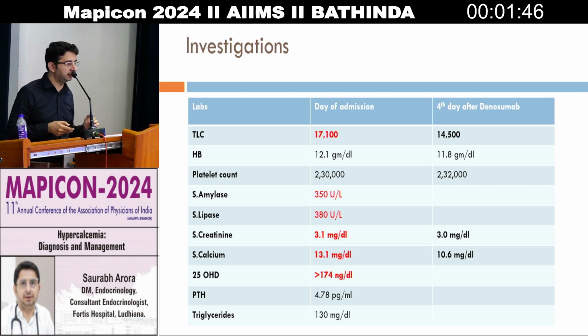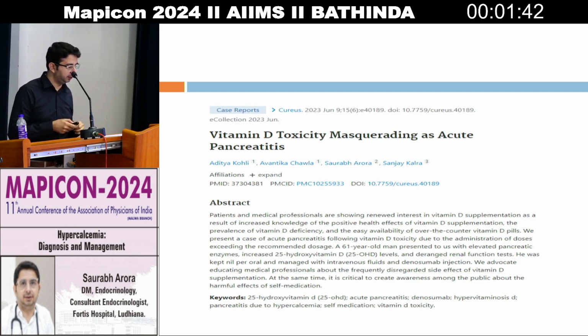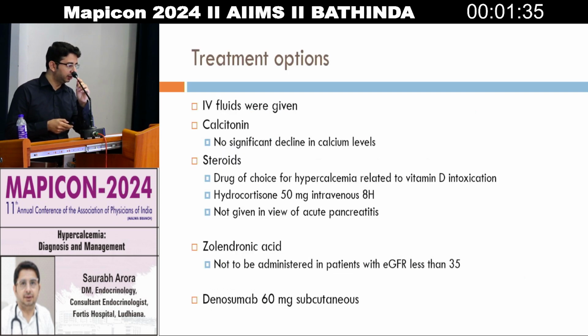All other causes of pancreatitis were ruled out in this patient. We published this case report also because it's a very uncommon manifestation of vitamin D intoxication. And in this patient, we gave IV fluids and calcitonin. The drug of choice for vitamin D intoxication is steroids. 30 to 40 milligram of prednisolone is given generally for 2 to 3 weeks.